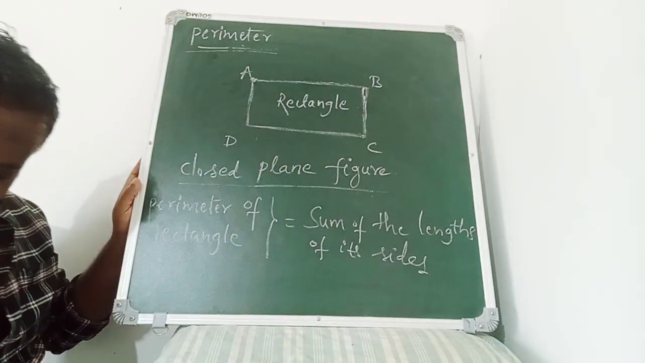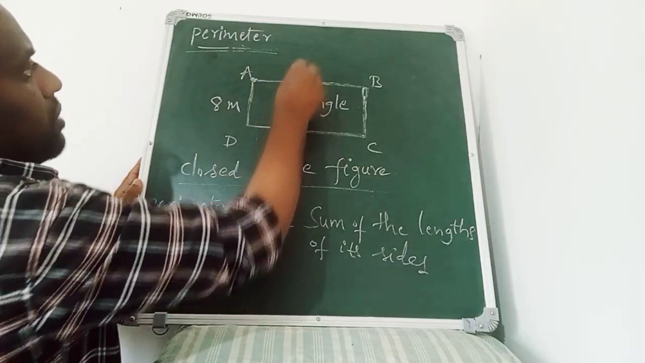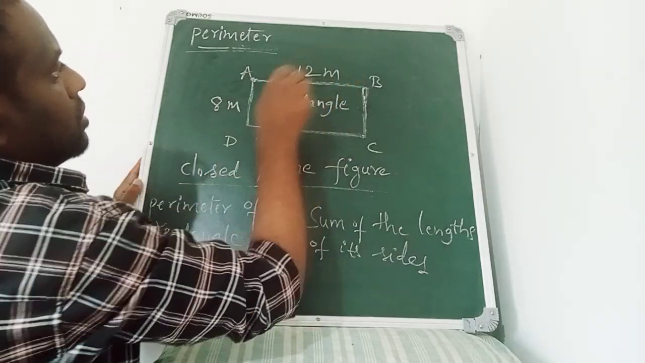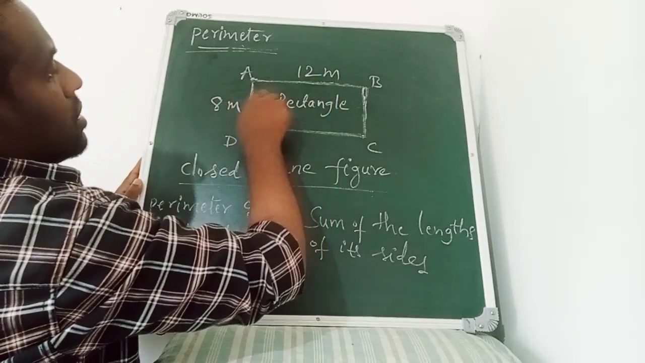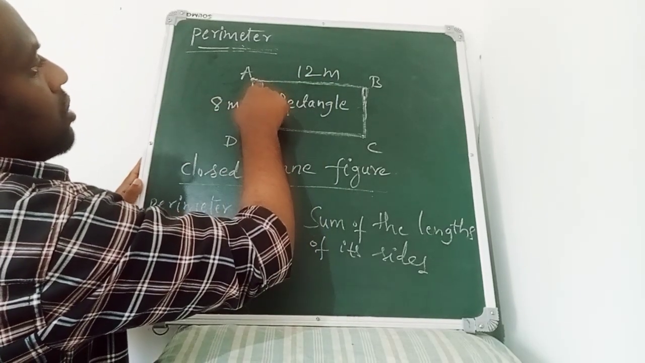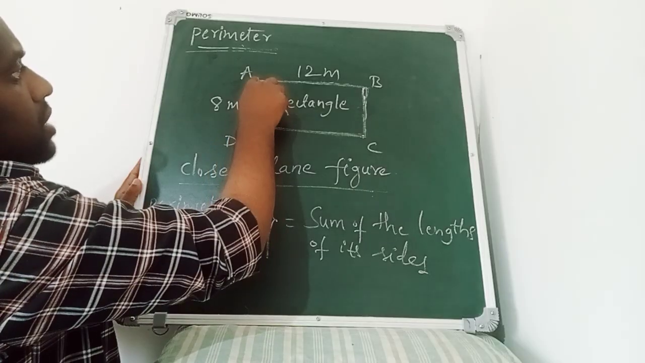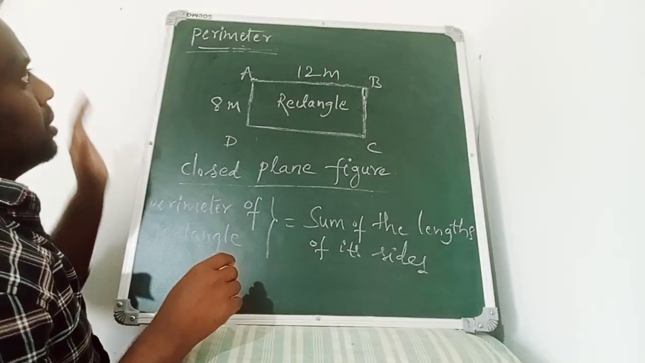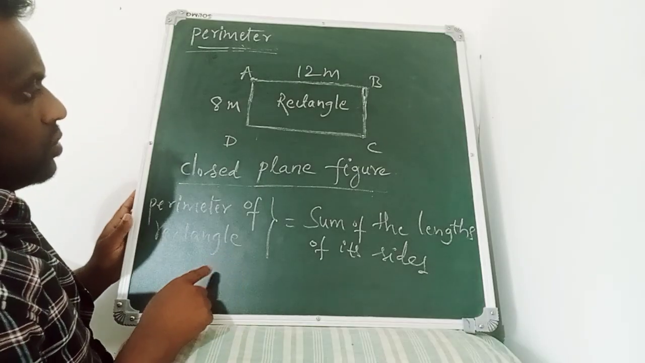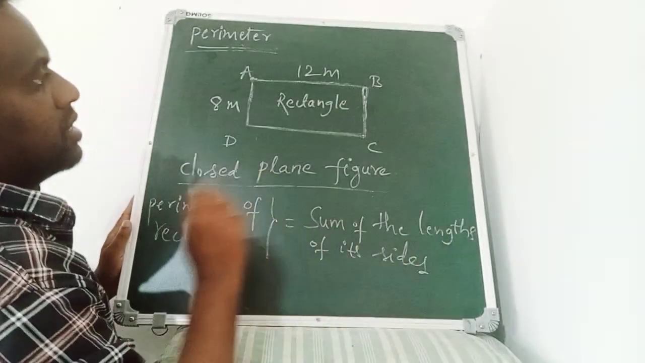For example, see, this is 8 meter. They have given this is 12 meter. So the length of the side AB is 12 meter. The length of the side AD is 8 meter. So now we have to find the perimeter. So this is the formula: sum of the lengths of its sides.